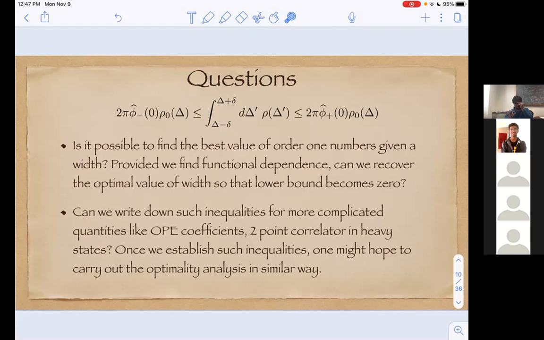So at this point, we want to write down an optimal inequality here with optimal order one numbers. And we also want to make sure that this value reduces to the value of the optimal gap.